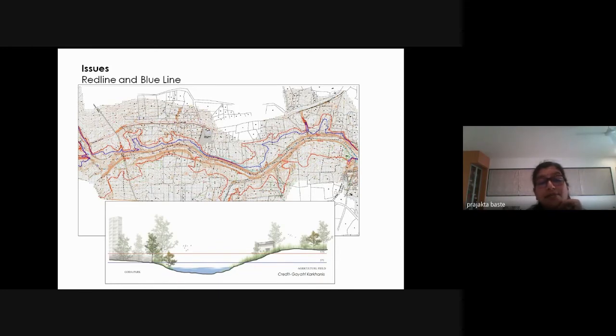As you can see in one of these cross sections, this is the minimum water level which flows in Godavari. This is the blue line which is developed over a period of 25 years, and this is the red line. The red line is a phenomenon that we have recently witnessed in 2017, and the blue line is a normal phenomenon which we witness every monsoon. So there has to be a very conscious approach while we are doing any development between the actual water line and the blue line.